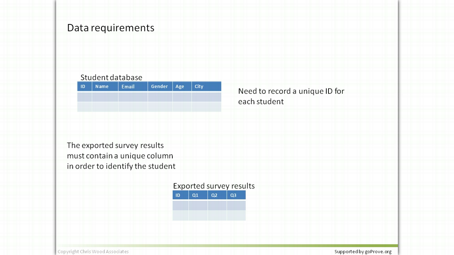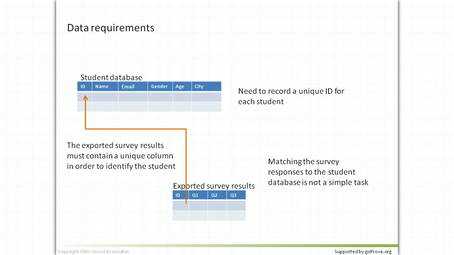So what does this mean? Well, in our student database, we need to have a unique ID for each student. And then any exported results from our data collection tools must also contain this unique ID. We can then use this unique ID to match the student responses from the survey back to the student database. This can be done, but it's not simple.